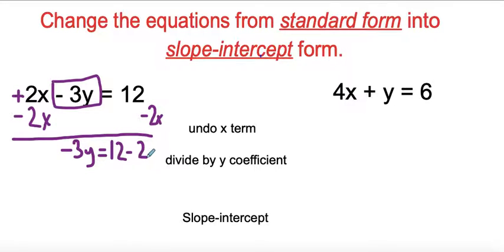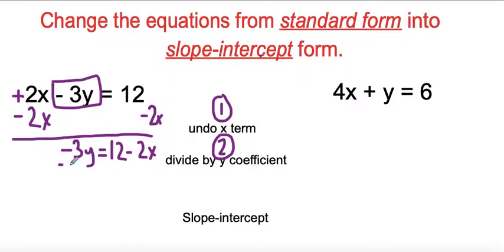Right? I can't just subtract 2 and say 10x because those aren't like terms, right? One's a variable term and one's a constant, so I have to keep those separate. So I have negative 3y equals 12 minus 2x. Now, so that was step 1. I want to undo my x term. Right? Now step 2, to get y alone, I need to divide by that y coefficient.